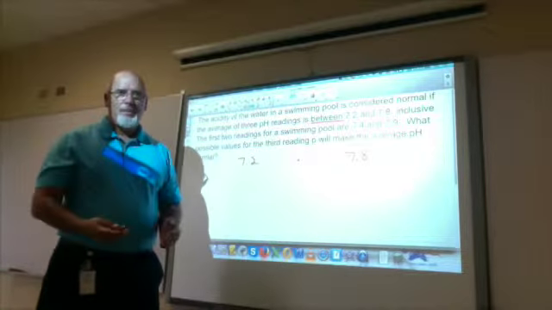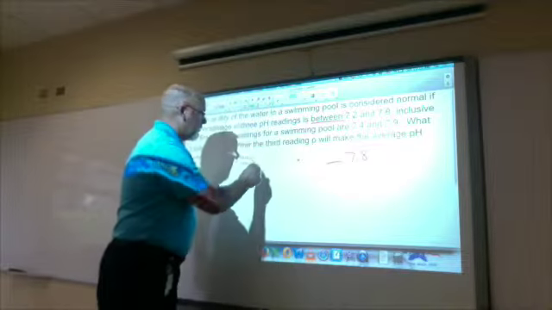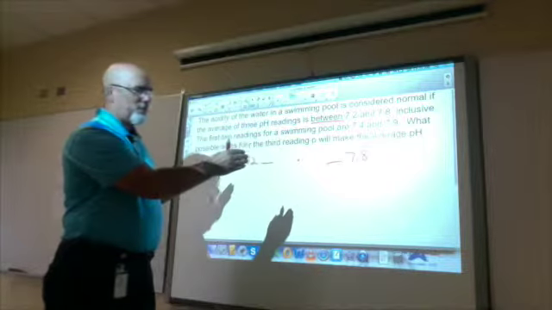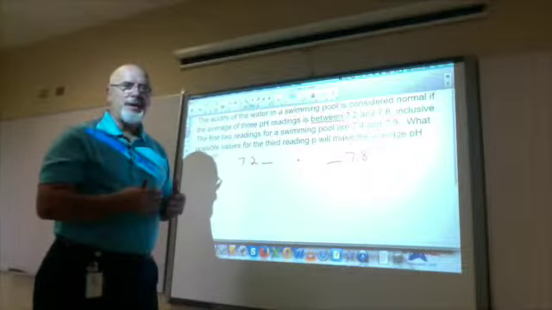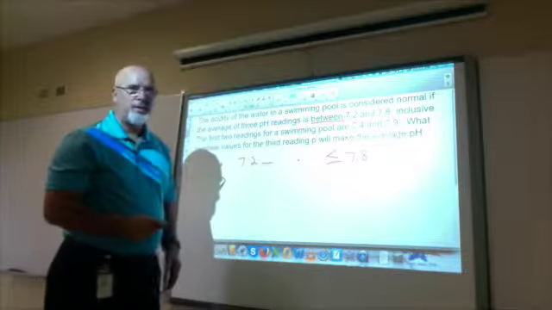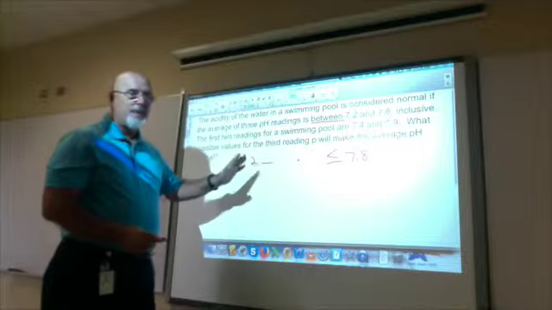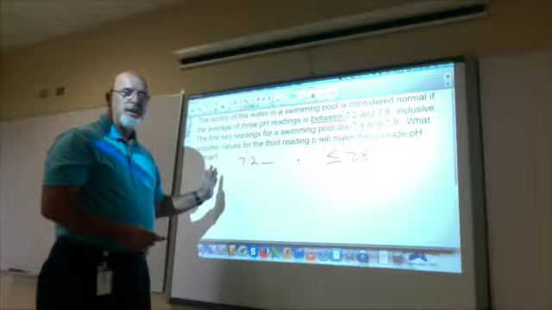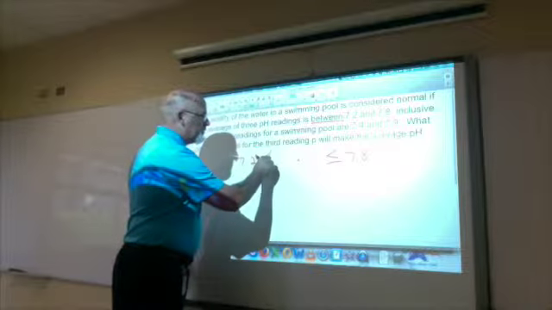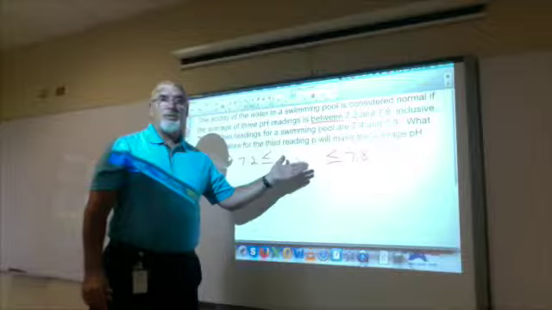Inclusive means that the 7.8 and the 7.2 are included in that. So we can put a bar here, or equals to bar. Since it has to be between 7.8 and 7.2, it cannot be more than 7.8, so it has to be less than. And it can't be less than 7.2. It has to be more than 7.2. So whatever goes here has to be more than 7.2. The thing we've now got to figure out is what goes here in the middle.